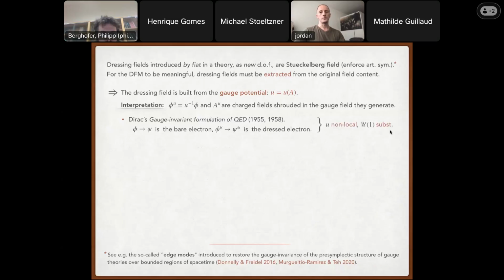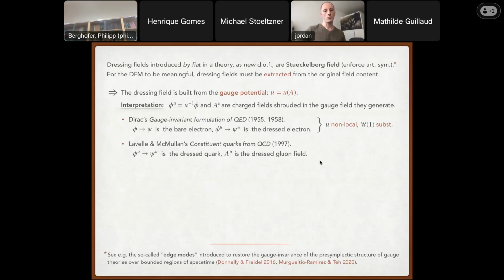So in that case, as we just saw, the situation is that the U1 is substantial because the dressing field is non-local. Another example is the paper by McMullen and Lavelle. They did a bunch, but that one was a big one, in which they tried to build constituent quarks in QCD. So in that case, the dressed matter field is a dressed quark, right? You have a multiplet of quarks, and the dressed gauge potential is a dressed gluon field, exactly.